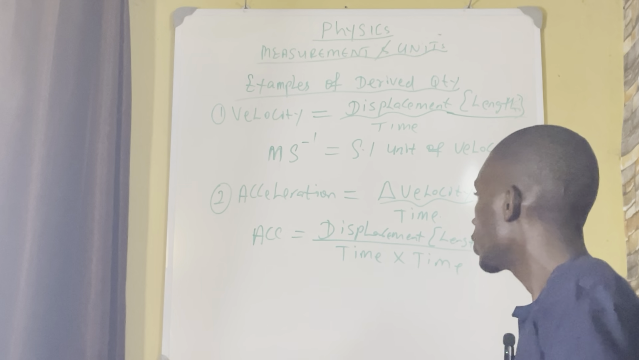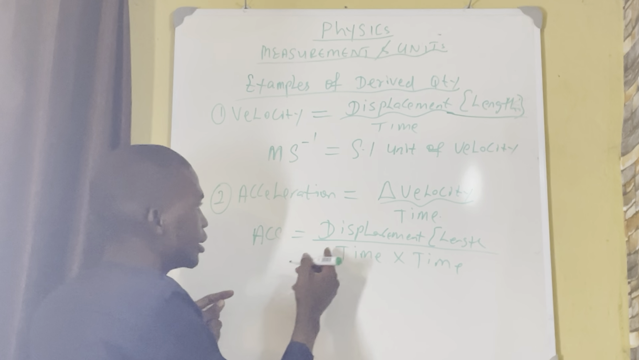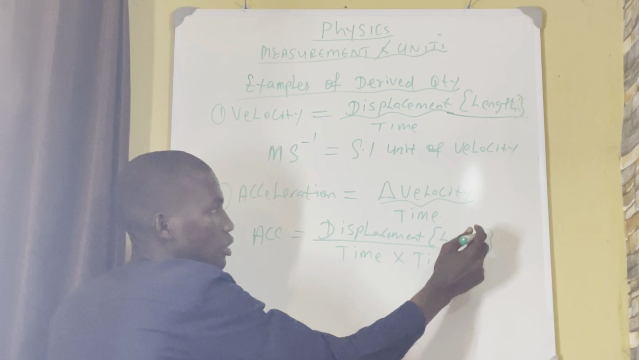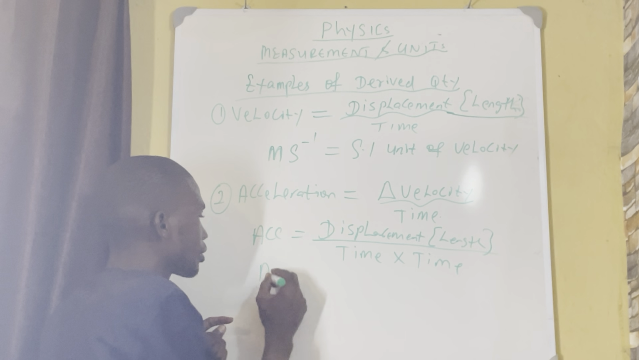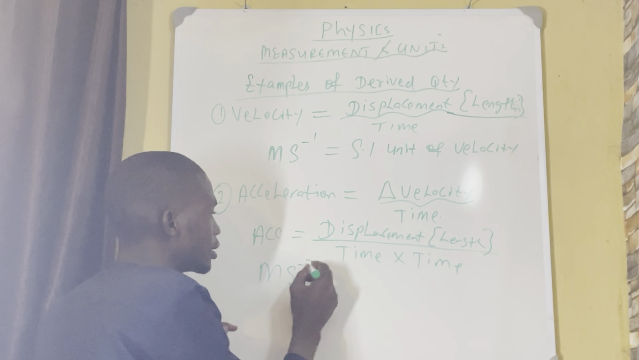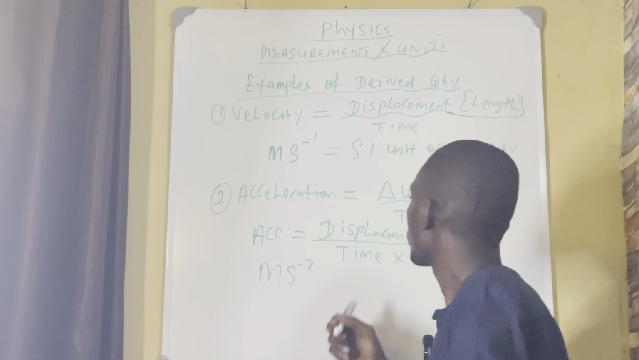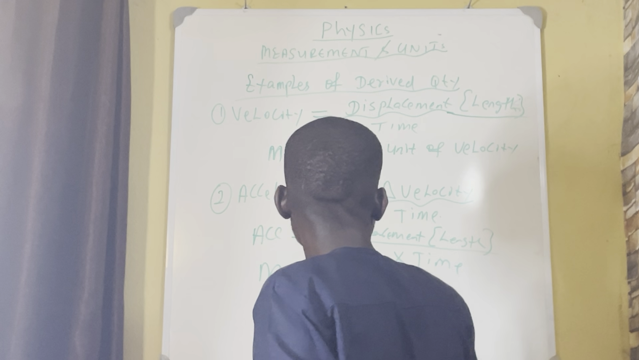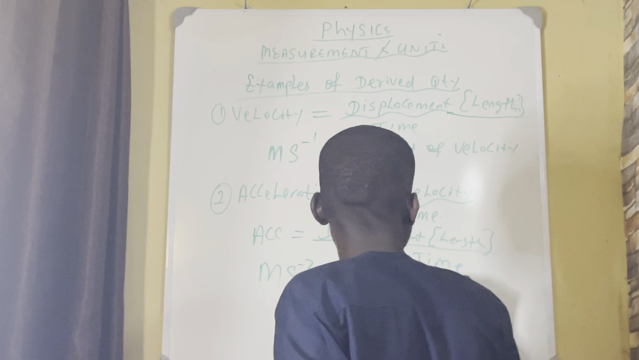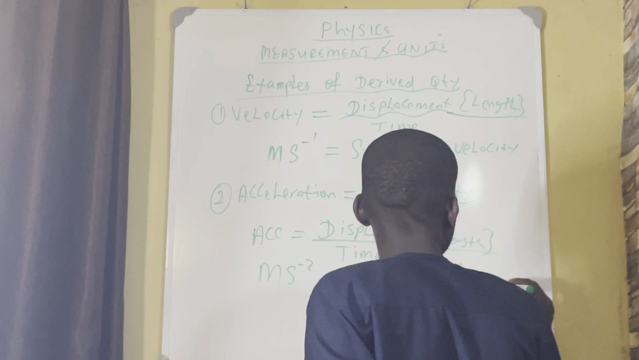Do you understand? So now the SI unit will be, this one is what? The length is what? Meter. And this time is double. So we have meter per second square. That is the SI unit of acceleration.